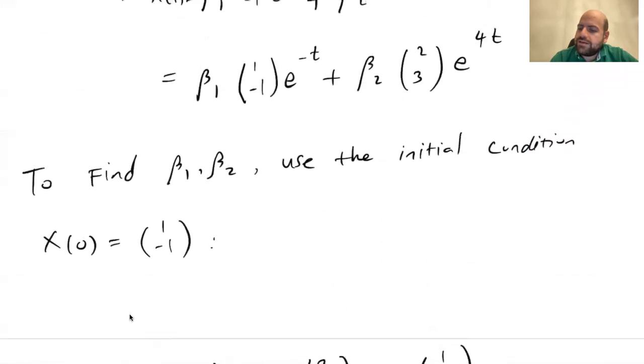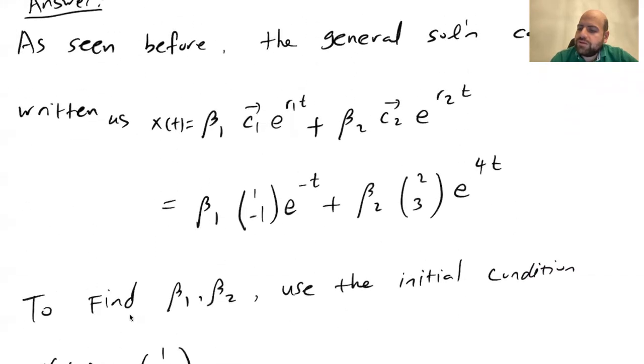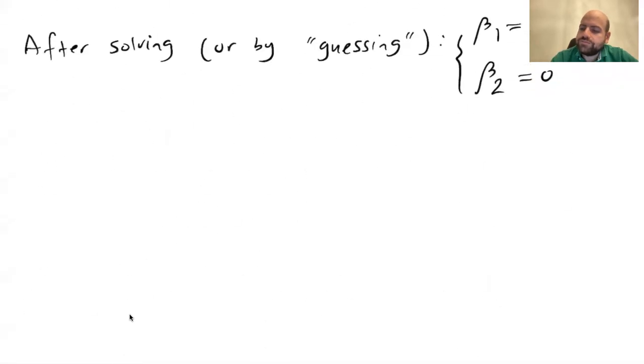So x of t will be, beta 1 is 1, beta 2 is 0. So if I substitute back, x of t will be 1 and minus 1 times e to the power minus t, and beta 2 is 0. So x of t will be 1 and minus 1 times e to the power minus t.